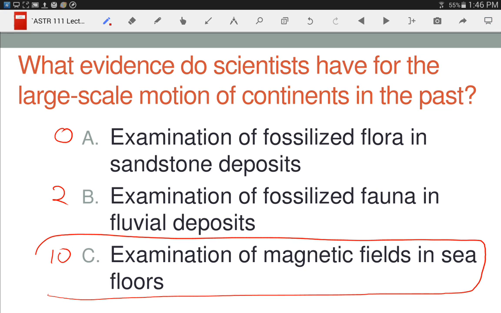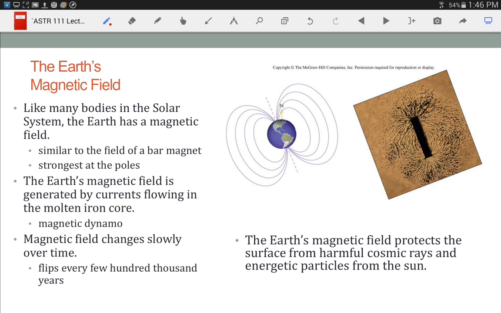10 people were right. Never once did I say anything about fossils or fauna or fluvial. Fluvial means put down in a fluid. Fauna would be animal fossils. But that was not it. It was the magnetic fields in the ocean floors, what I've been talking about for the preceding 3 minutes. I'm a sad panda.